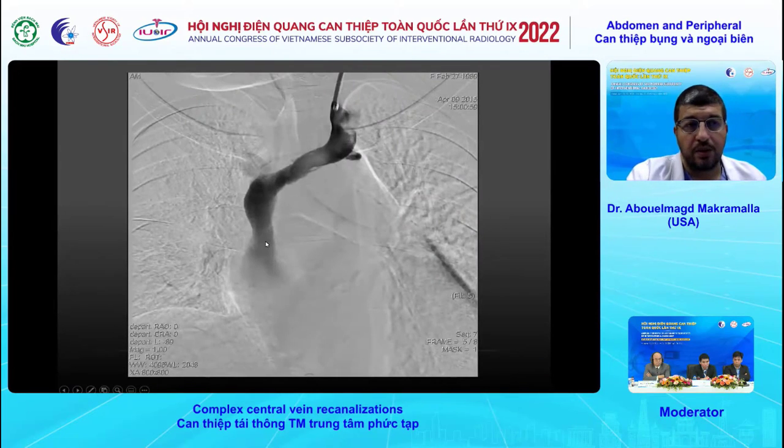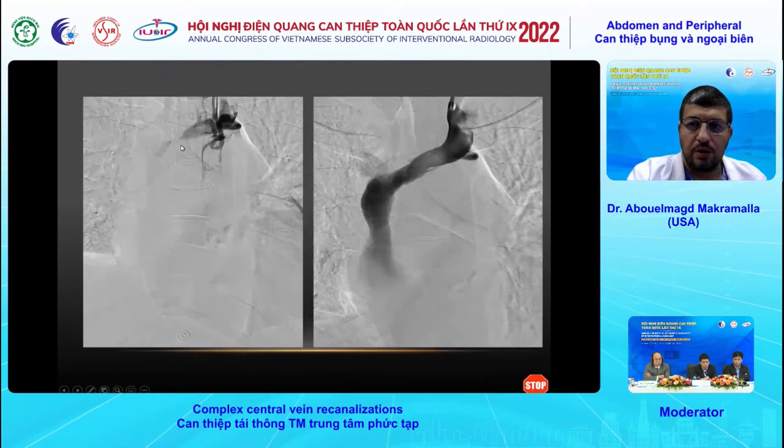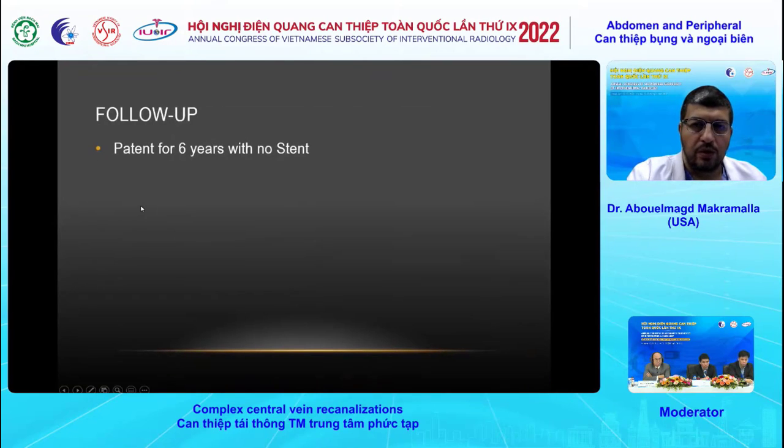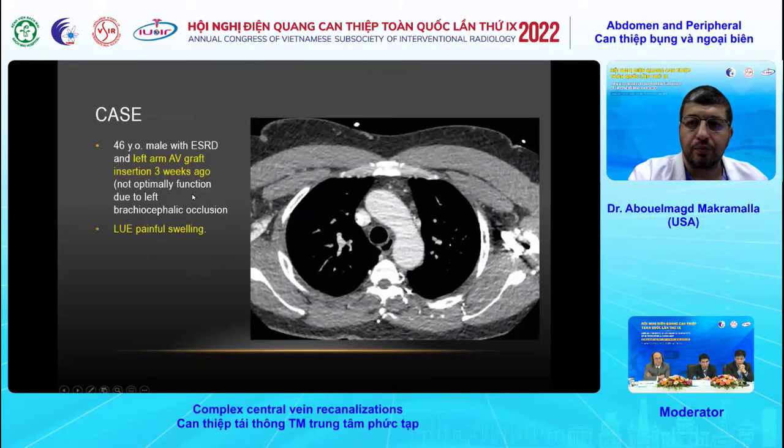So we decided not to place a stent, especially since this patient was very compliant. And these were the images of their left brachiocephalic vein before and after angioplasty. We decided not to place a stent at that time, and actually the brachiocephalic vein remained patent for 6 years, just with angioplasty every 4 to 6 months without a stent placement. After 6 years, the angioplasty was too frequent, so we decided to place a stent at that time.